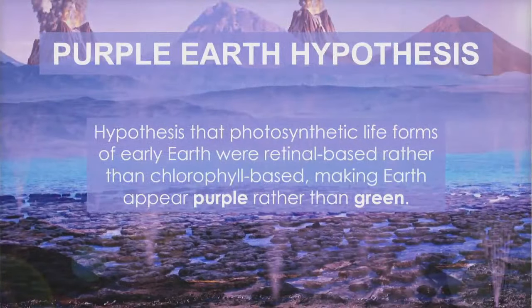And that's where the purple earth hypothesis comes in. There's retinol, which is a much simpler compound than chlorophyll, but it's hypothesized that photosynthetic life forms in the early Earth were retinol-based instead of chlorophyll-based, and so that would have made the Earth appear more purple than green. And of course, there's no way to know that for sure, but that's why we just call it a hypothesis. But just imagine going back in time and looking at planet Earth from space, and it would have more of a purplish look, very different from what we have here today.